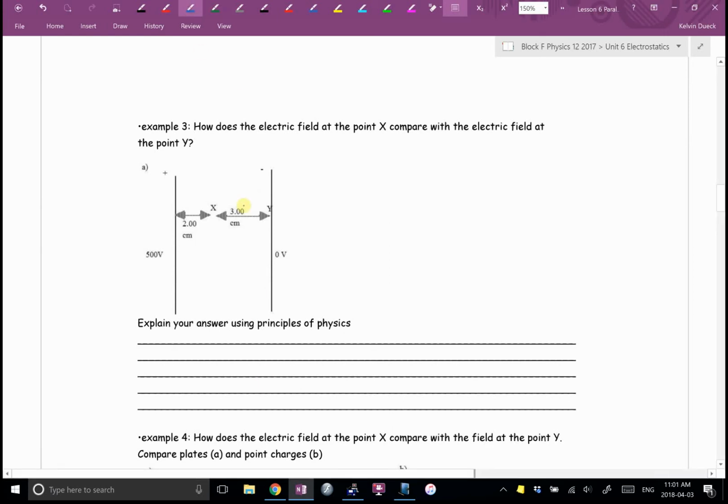Example 3 says, how does the electric field at the point X compare with the electric field at point Y? Let's find the electric field at point X. That's going to be the voltage at point X divided by the distance to point X.